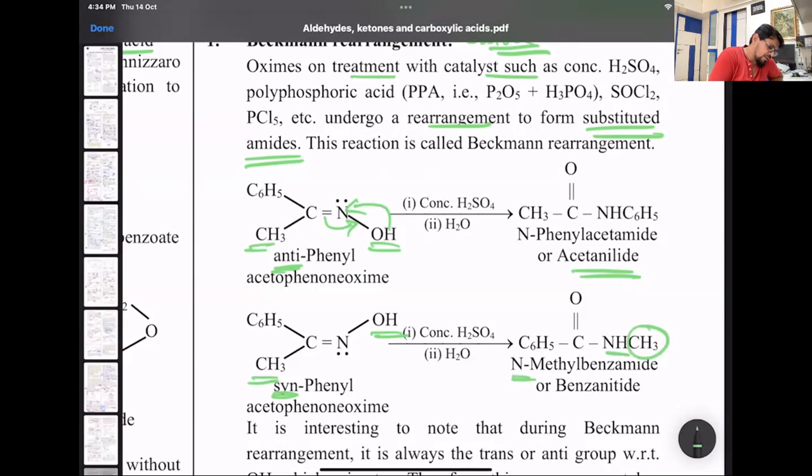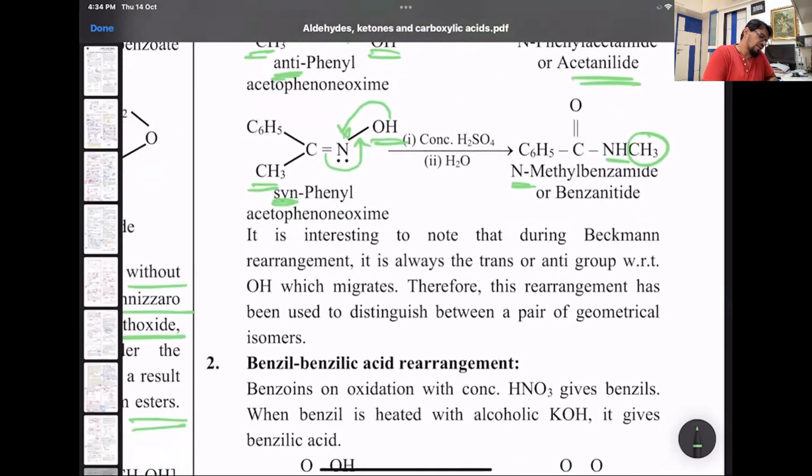So here also the same thing. You will have this double bond getting shifted over there, so you'll have C double bond O coming over there. So here this part will become a C double bond O and the H will move on this. That way. In Beckmann's rearrangement, it is always the group trans or anti with respect to OH that migrates. So anti or trans, that is with respect to the OH group. So it's mainly used to distinguish geometrical isomers.